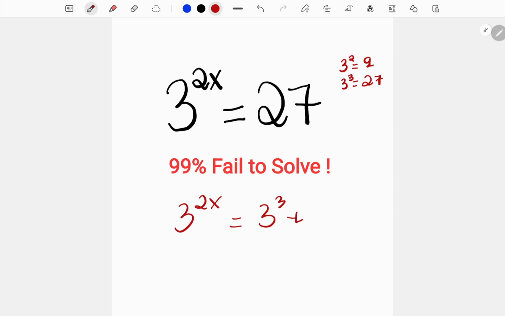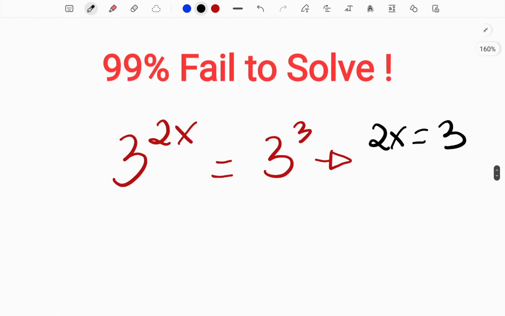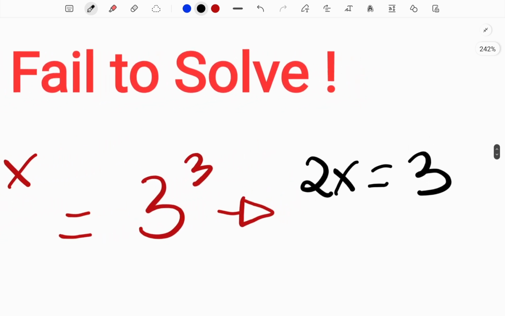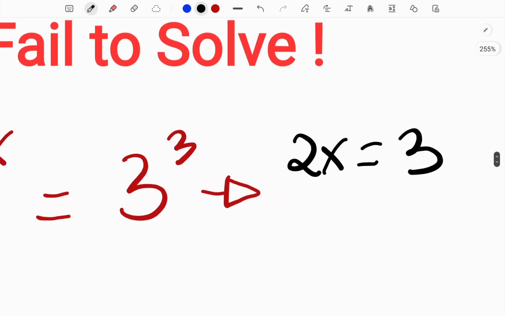With this in mind, we can write a simpler new equation. We have 2x equals 3. Now what we need to do is solve this equation to find the value of x. To solve it, let's isolate x. To do this, we divide both sides of the equation by 2.